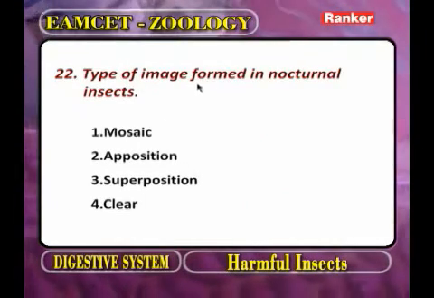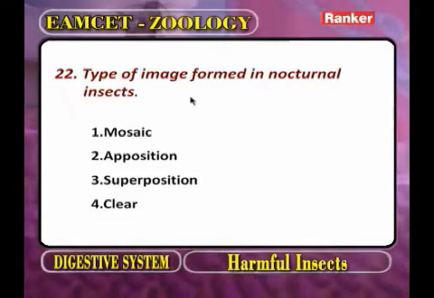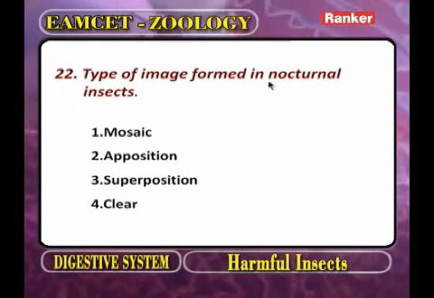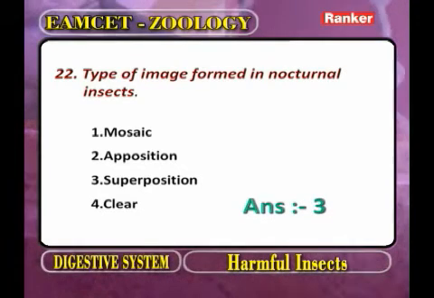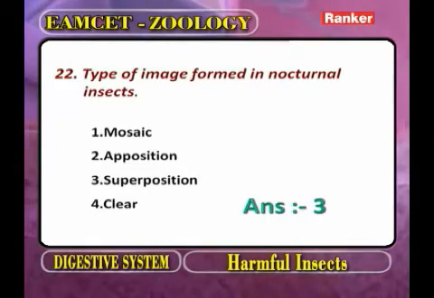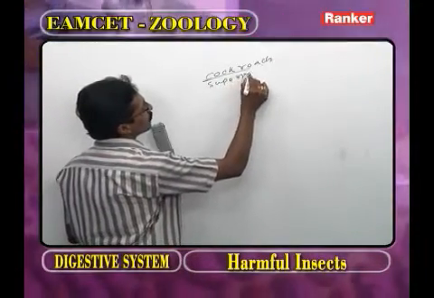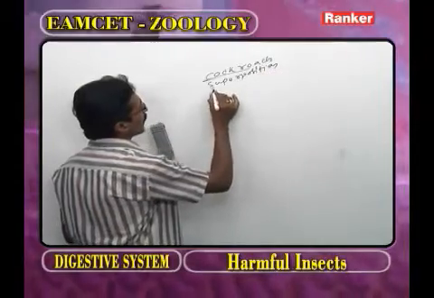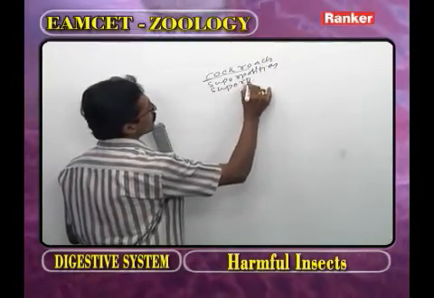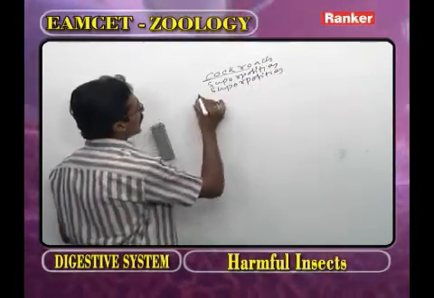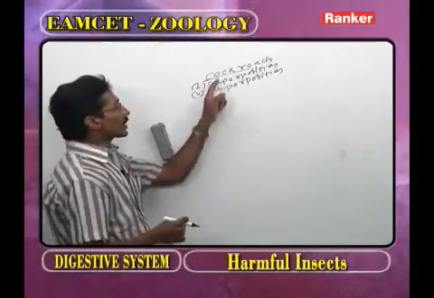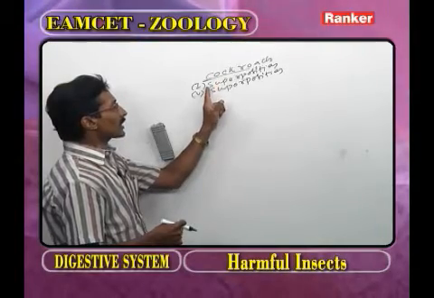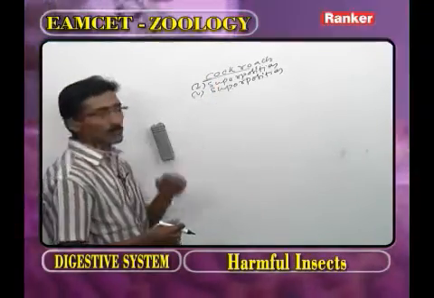Type of image formed in nocturnal insects. Now for the nocturnal insects, one best example is cockroach. In the cockroach, what type of image is present? The superposition image. What type of vision? The superposition vision. In nocturnal insects, the image as well as the vision is superposition.